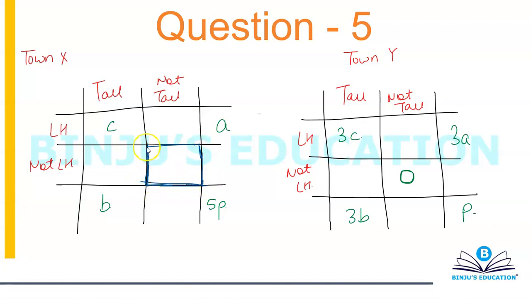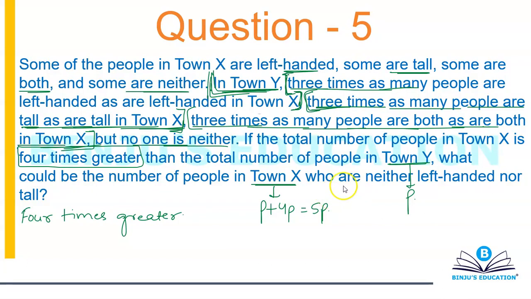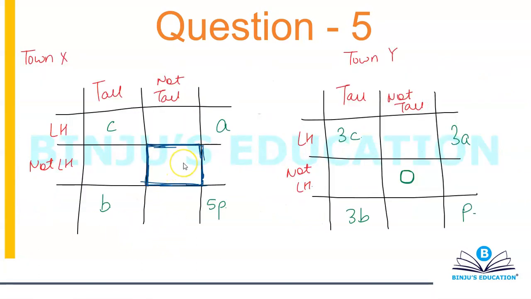This blue part, okay, this blue box basically. What could be the number of people in town X who are neither left-handed nor tall? Neither left-handed nor tall. This is what we need to figure out. The blue box. All right.